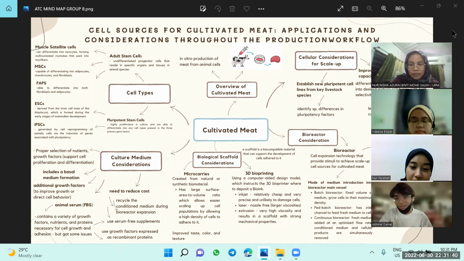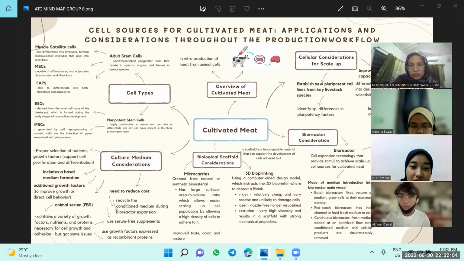So we divided this article into 5 parts, which are cell types that will be presented by Nuraini, cellular considerations for scale up by Irdina, culture medium considerations by me, bioreactor considerations by Akhmal, and food considerations by Nisha. But before that, I will briefly explain what cultivated meat is and the processes involved.